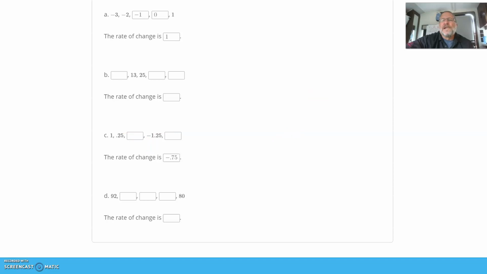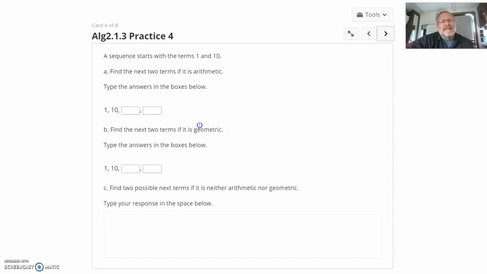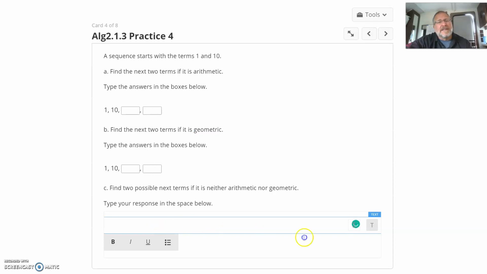One more set of problems here. Maybe a couple more here. Let's see. The sequence starts with the terms 1 and 10. If this is arithmetic, that means it added, and you're going to keep adding. If it is geometric, that means you multiplied, and you're going to keep multiplying. If it doesn't follow an add and it doesn't follow a straight multiply, make up something that it follows and see if you can give me a neither. Okay.